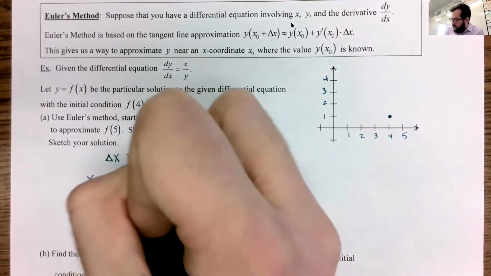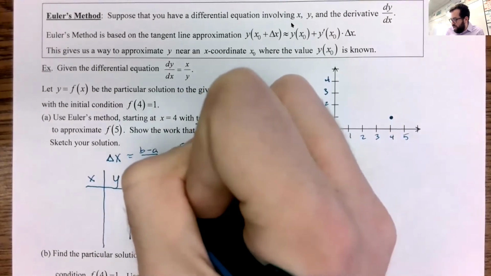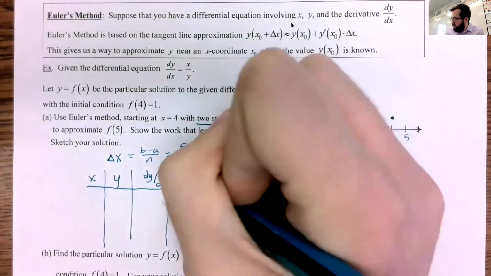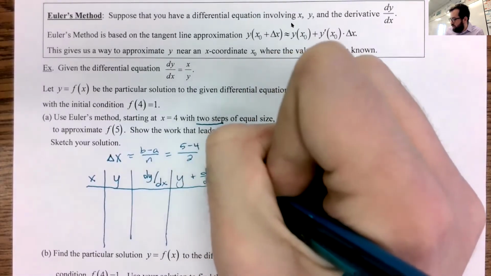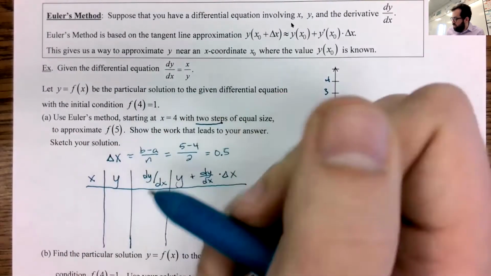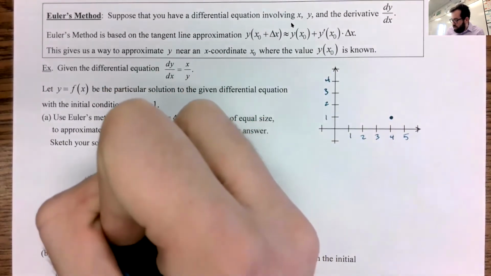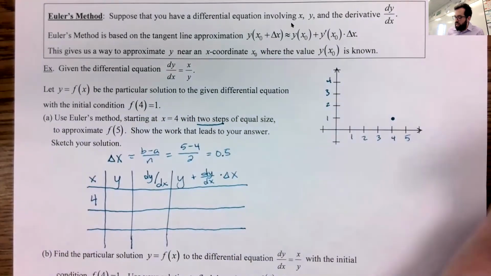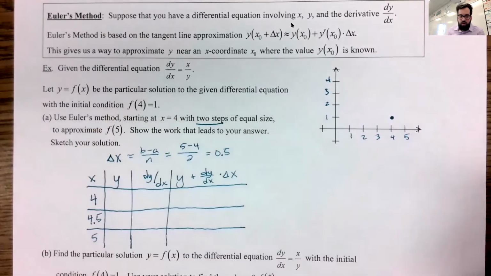Now we're going to make a table, like I was saying. We're going to have an x and a y. We're going to have a dy dx. And then the last section, which is going to be a little bigger, is y plus dy dx times delta x. The first x value we're going to start at is our starting value, which is 4. And since we're going to have 2 steps, we're going to have 2 additional rows in our table. So we're going to go from 4 to 4.5, and then from 4.5, we're going to go to 5.